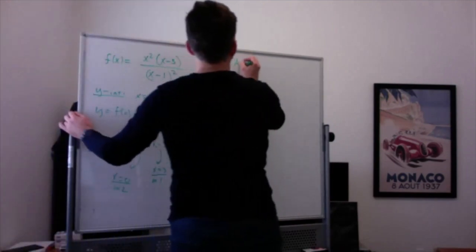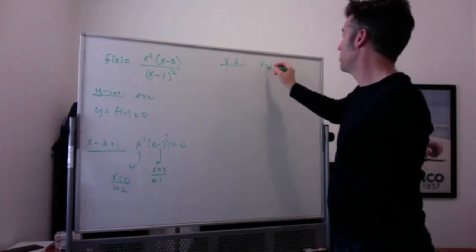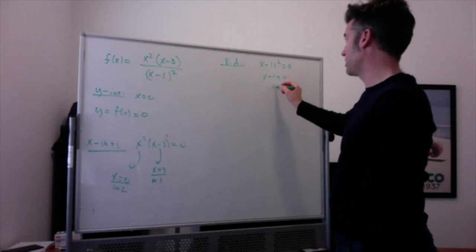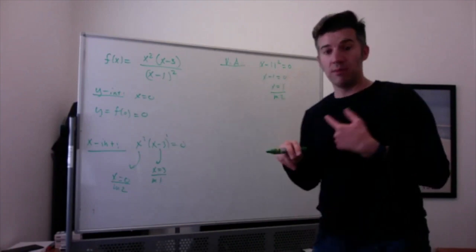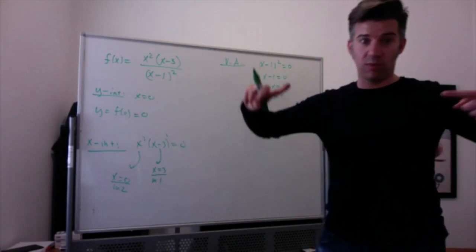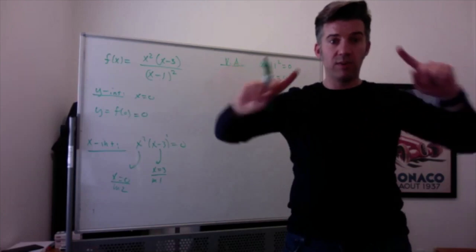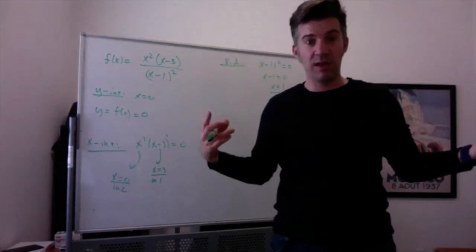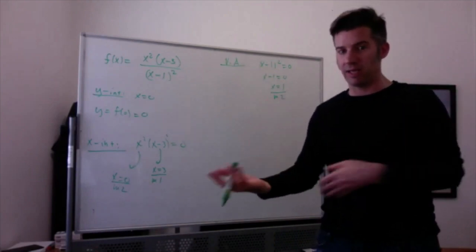Vertical asymptote, set the denominator equal to 0. We're going to get x minus 1 equals 0, so x equal to 1. But it's going to have a multiplicity of 2, meaning unlike our other vertical asymptotes where one side has gone up and the other side has gone down, now either both sides are going to go up or both sides are going to go down. They're going to do the same thing. It's like bouncing off the x-axis because we're staying on the same side of the x-axis.